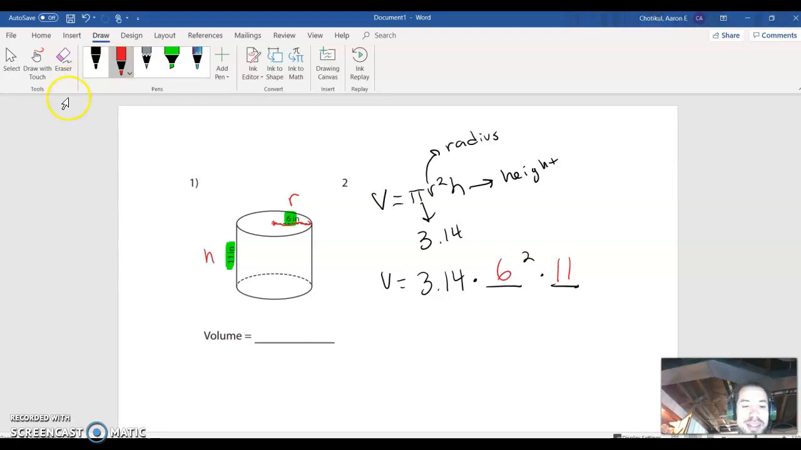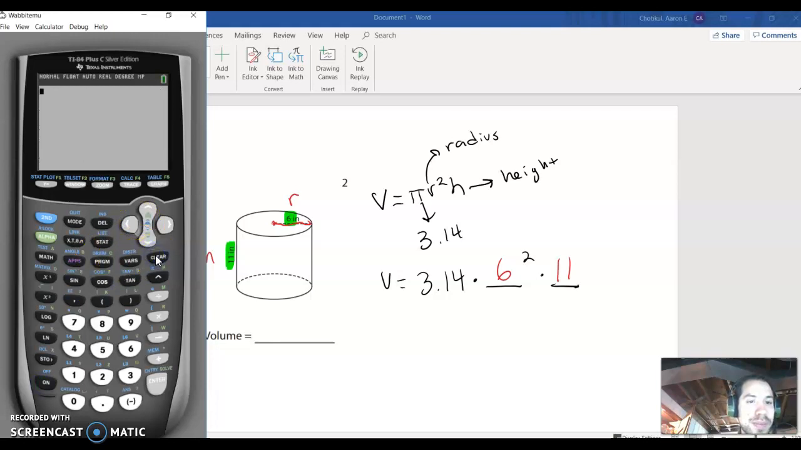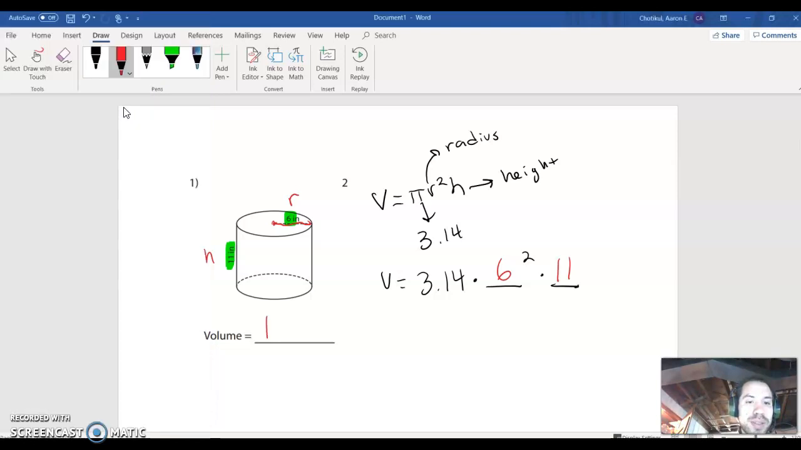Now, to make our lives easier, we are going to be using the calculator. So to find our volume, you could either use the pi button up here, which I'm going to use, second caret, is pi times 6 squared times 11. Notice it gives us 1,244. I'm going to round to the nearest whole number. Let's round to the tenth, actually. 1,244.1.